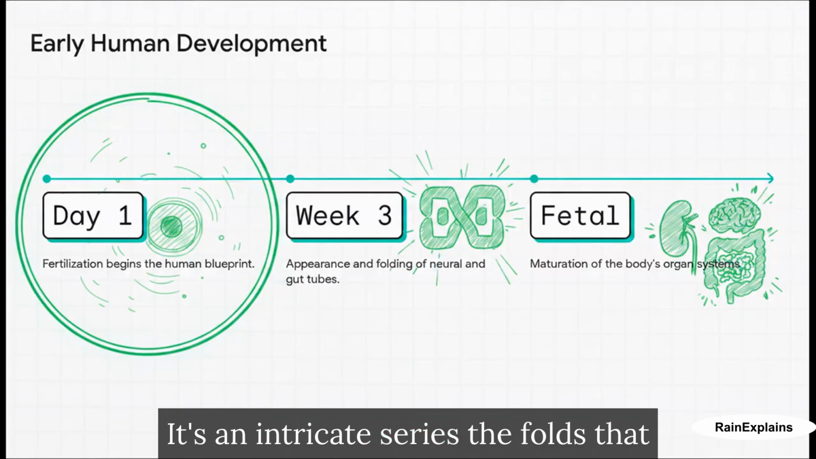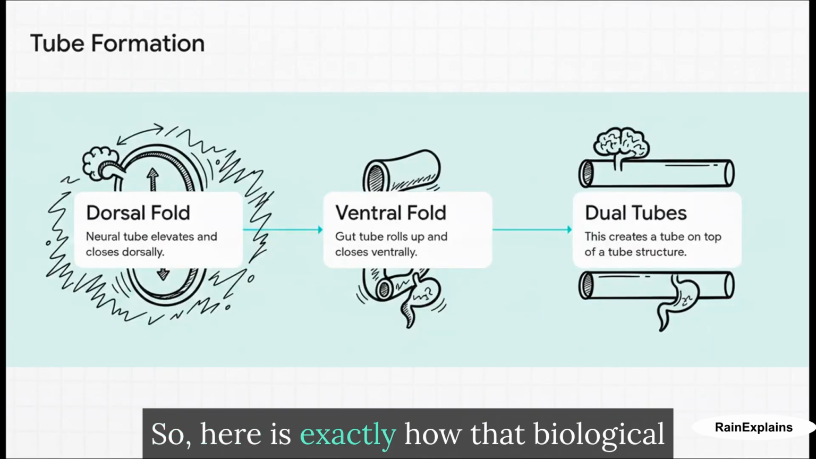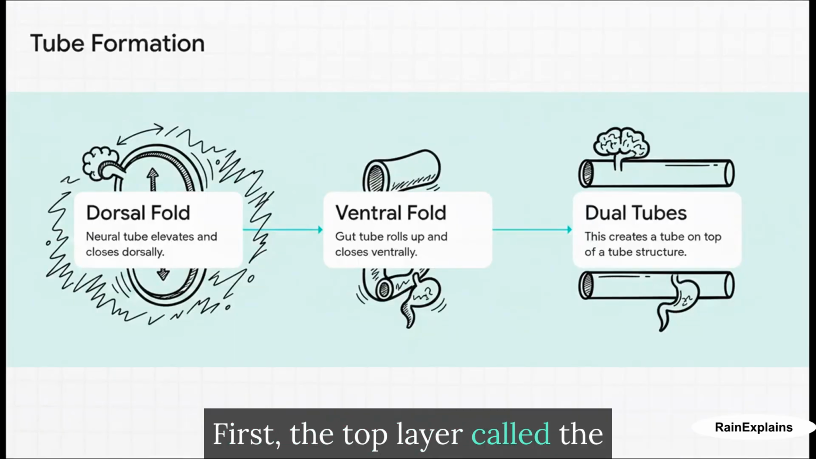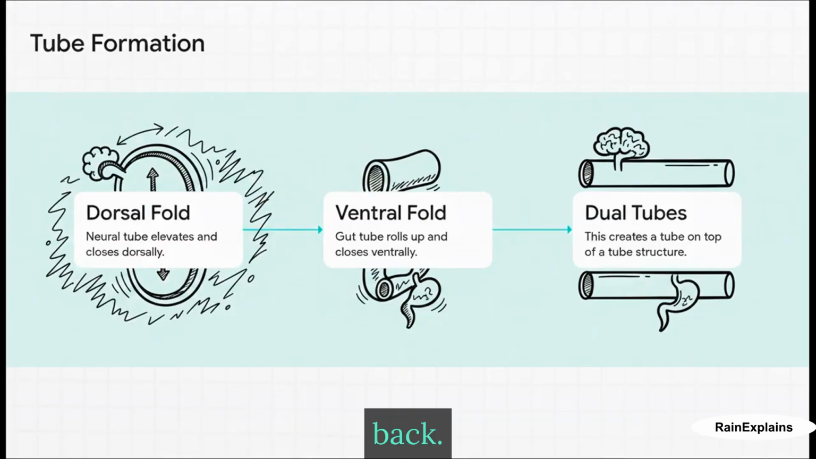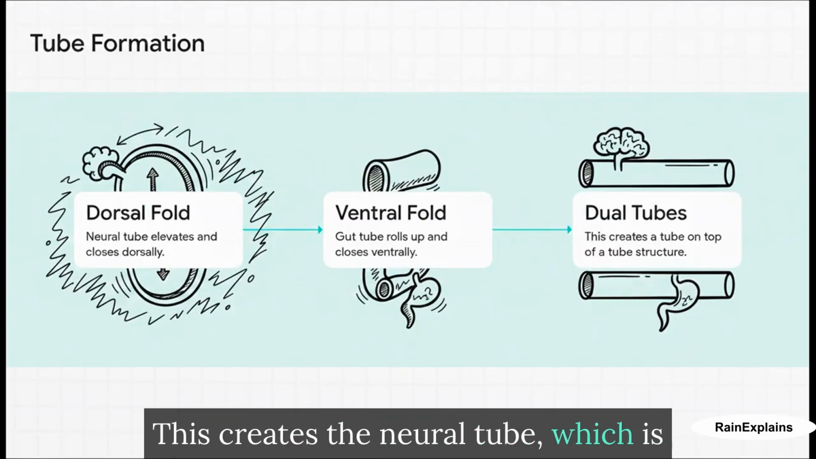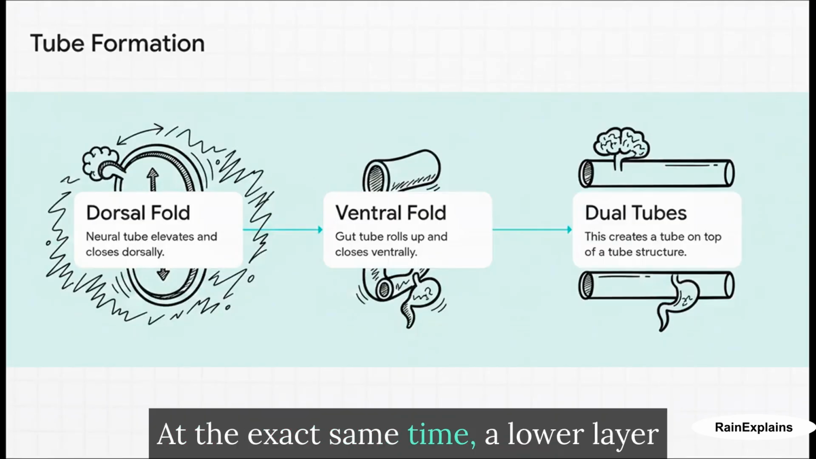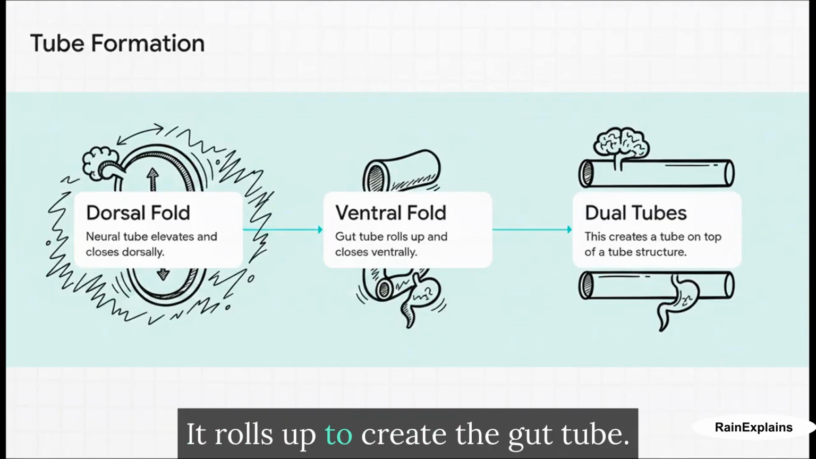It's an intricate series of folds that dictate the rest of our physical existence. So here is exactly how that biological folding works. First, the top layer, called the ectoderm, elevates and folds backwards, or dorsally, toward the back. This creates the neural tube, which is going to become your entire brain and spinal cord. At the exact same time, a lower layer folds forward, or ventrally, toward the front. It rolls up to create the gut tube.